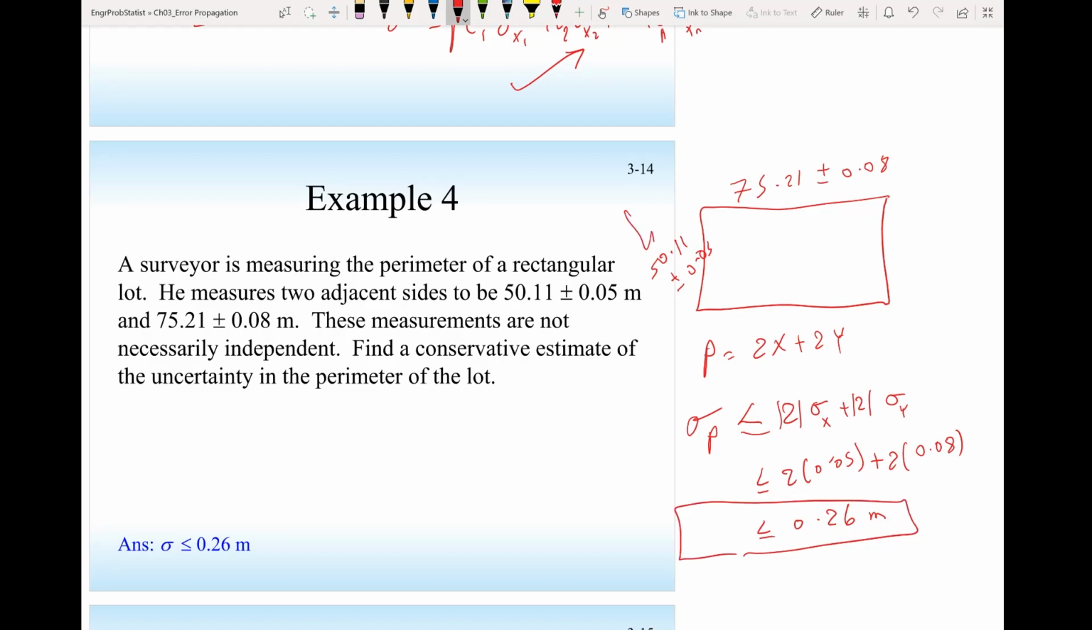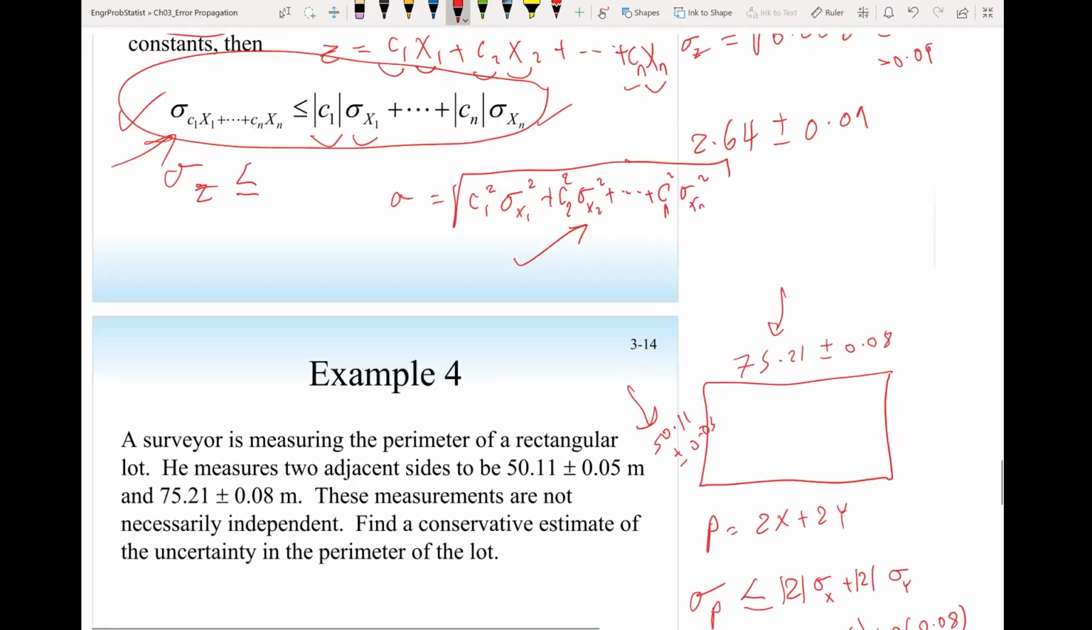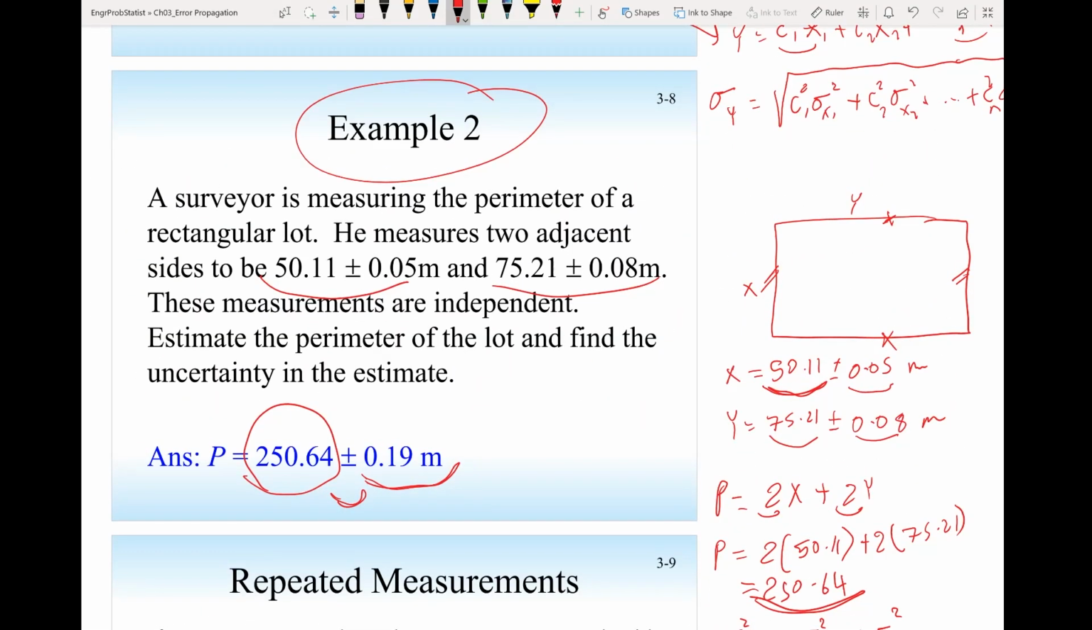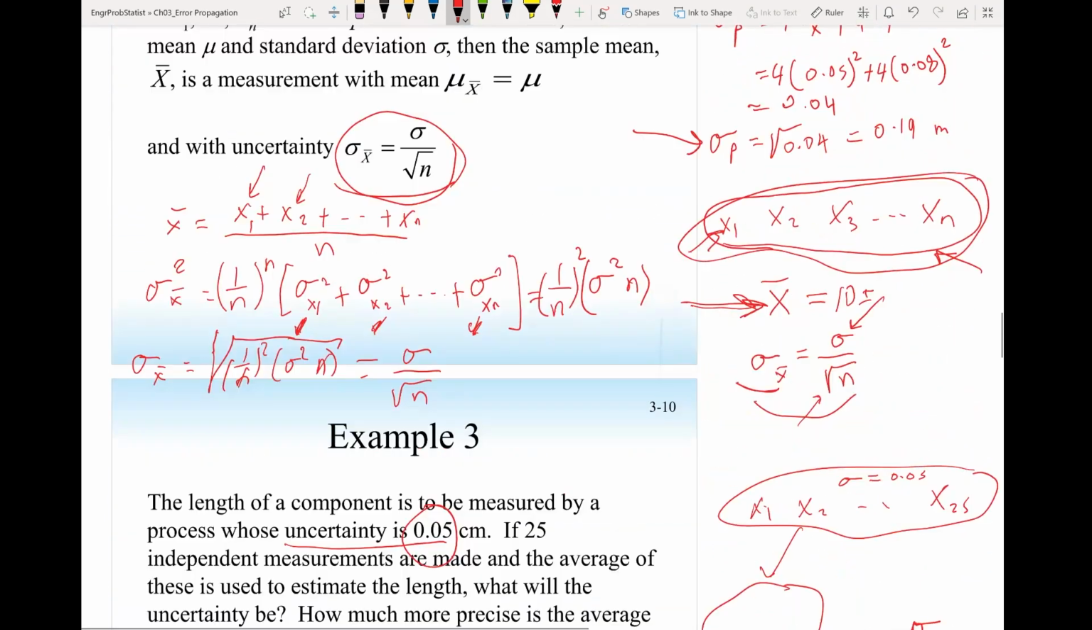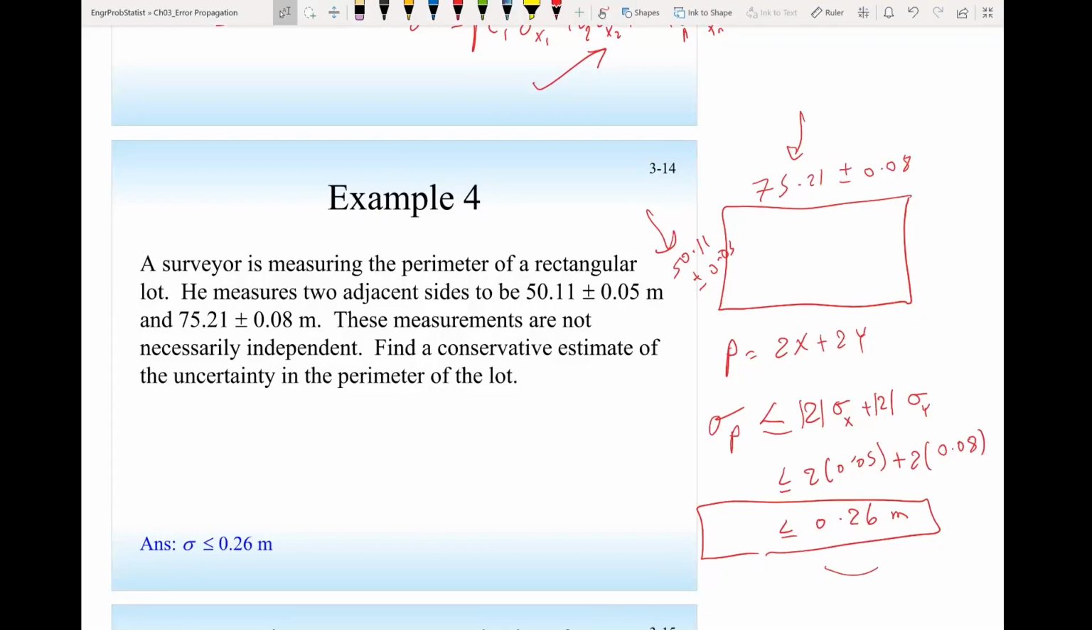So that is an estimation, because we don't know if x and y are independent. So we overestimate. We solved this problem earlier, but it was mentioned that x and y are independent. And the standard deviation of the perimeter must be less than this. So let's double check. Yes, here. And they said the measurements are independent. And we found the uncertainty 0.19, which is less than this uncertainty 0.26. Okay, so make sure when you solve the problem, check whether they are independent or not.